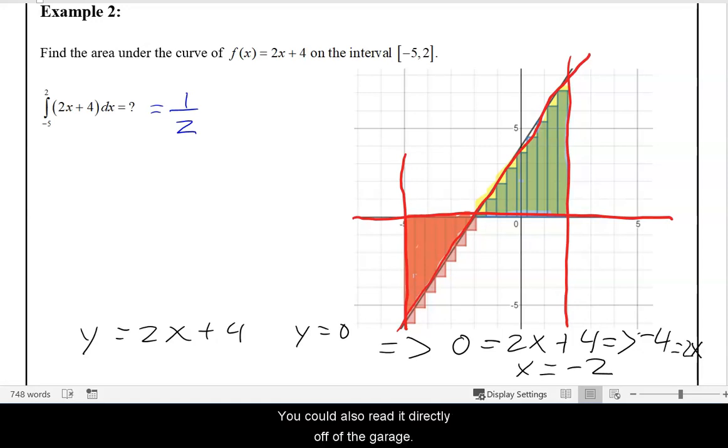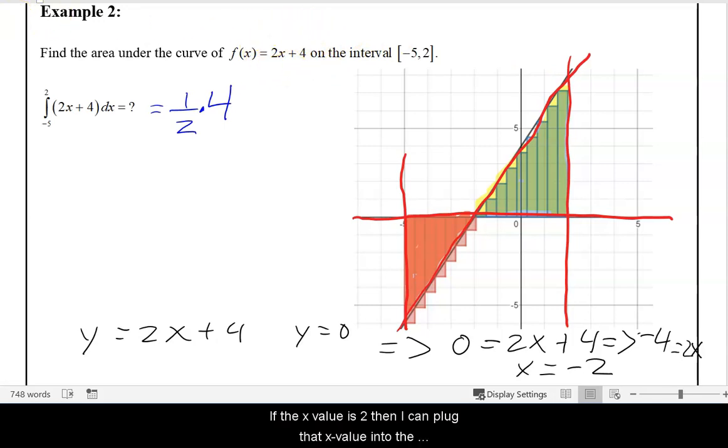You could also read it directly off of the graph. That means that my base must be 1, 2, 3, 4 wide, which gives me 1/2 times the base of 4. Now I need the height. Where does this line cross this vertical line? Again, let's go off to the side and compute where that happens. I need to know when the x value here is 2, what the y value is on the function.